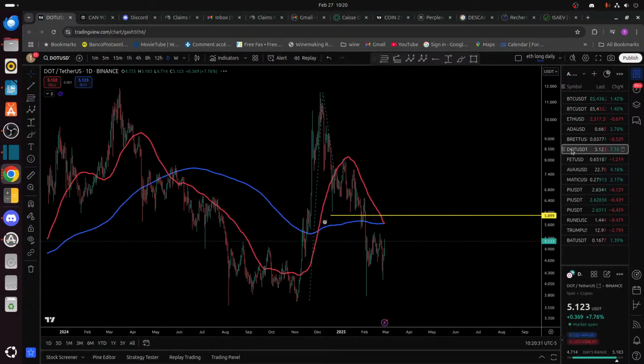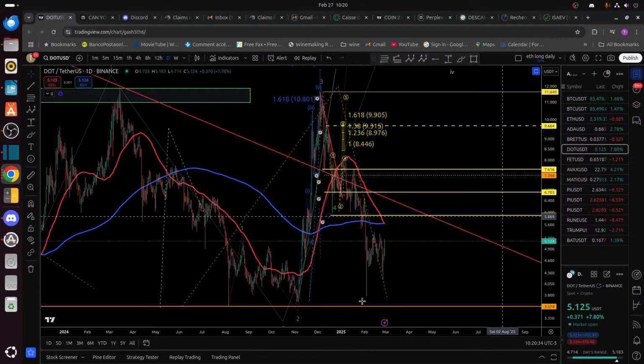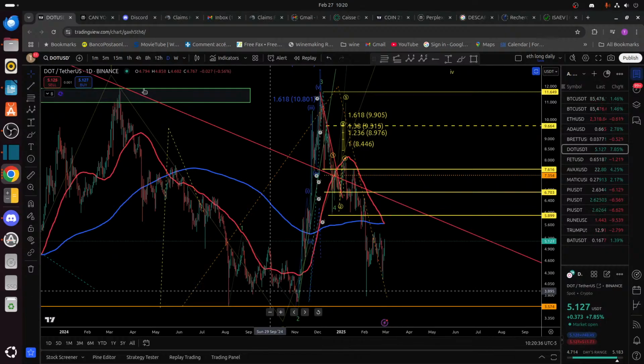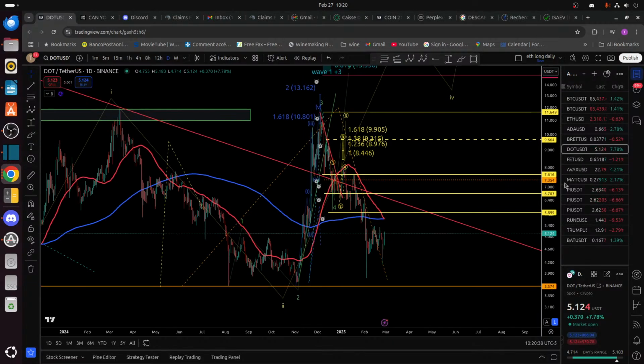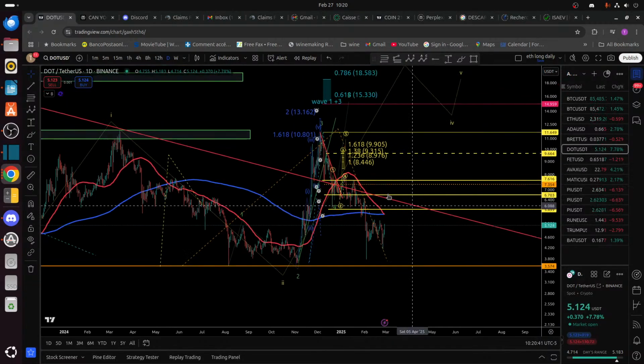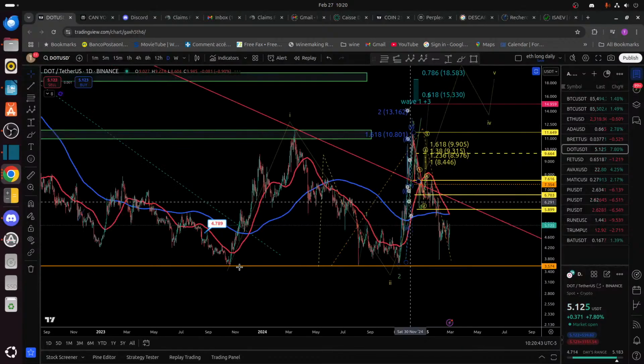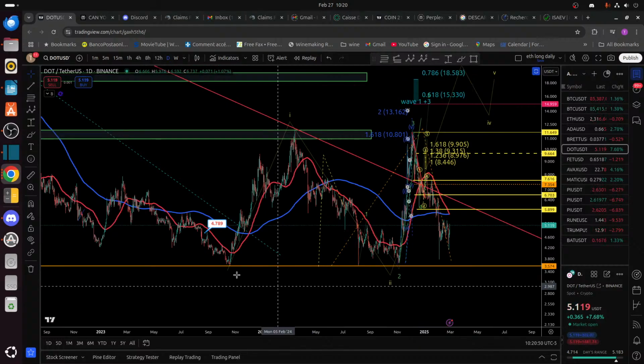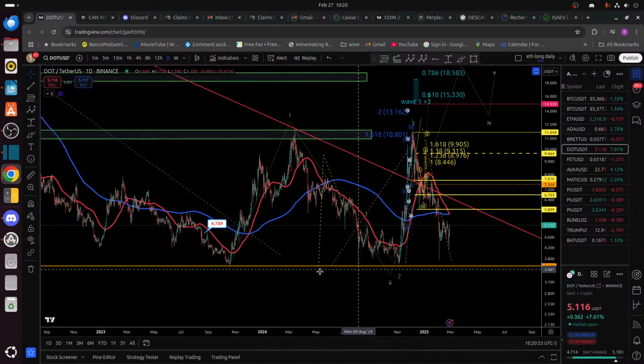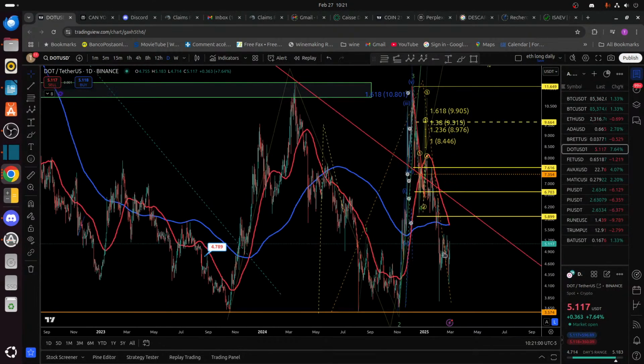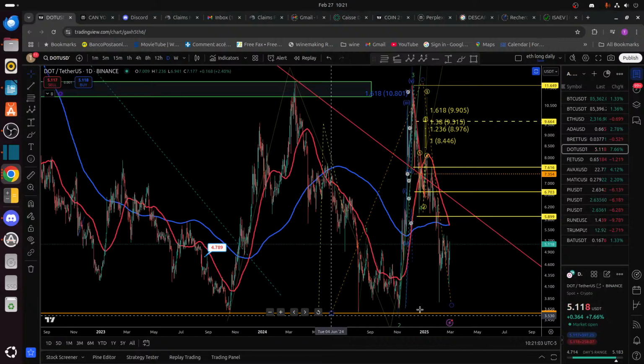Dot is performing well, considering the situations. So we have a bigger 1-2. Before I was looking for that, but now you can see that this is a little bit messy now. I don't like this one anymore, because it's almost started. Did we do a lower low, or a double bottom or something like that?